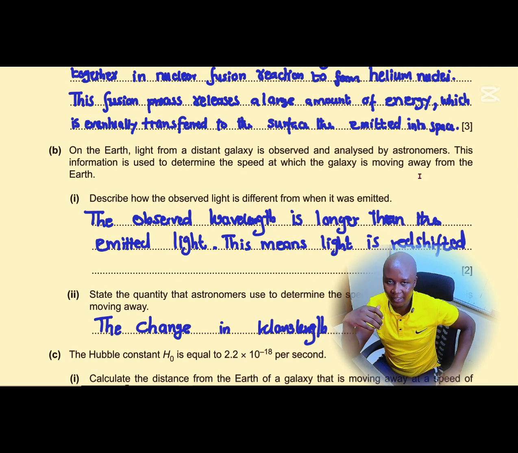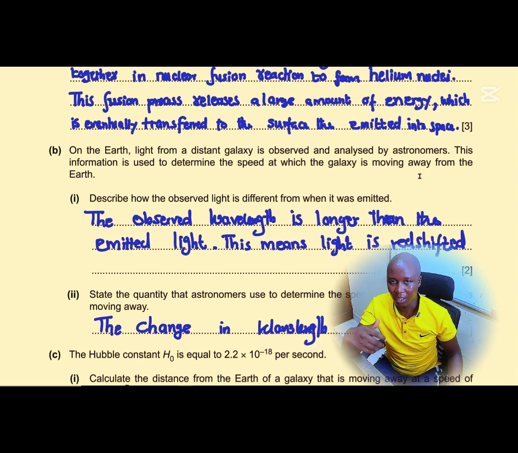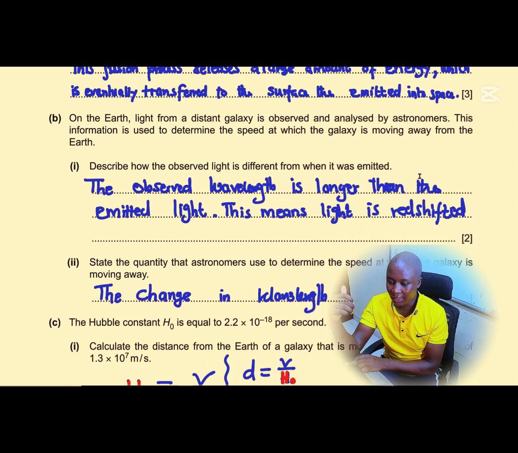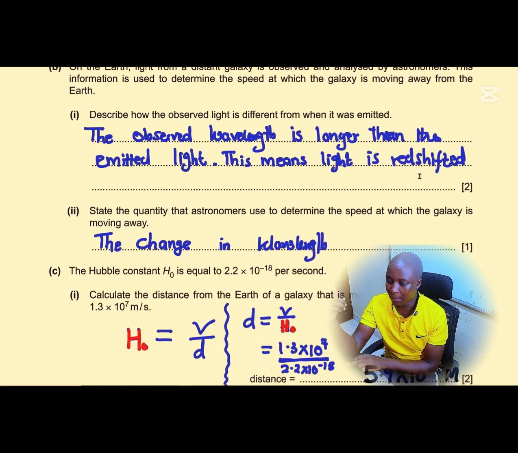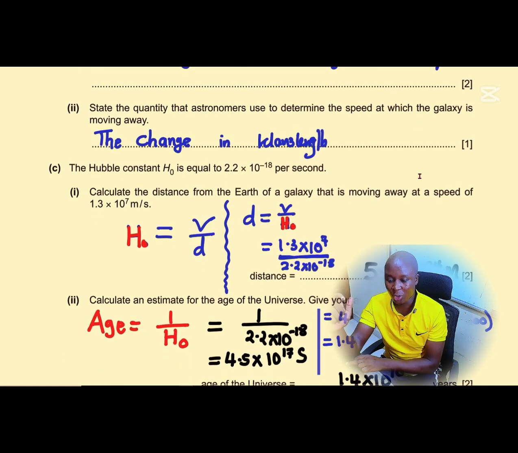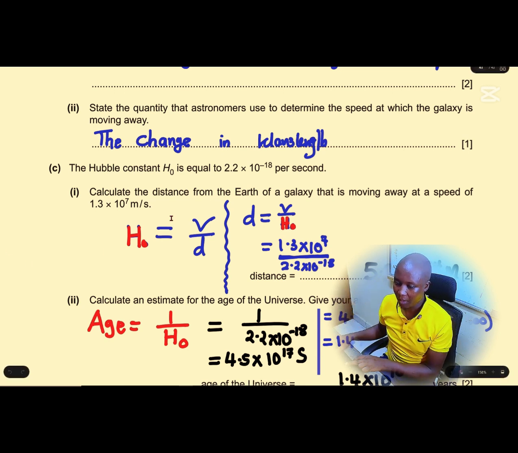Remember, the galaxy is moving away, so the observed wavelength is larger or longer than the emitted one because of the redshift. So you need to understand that also. State the code that astronomers use to determine the speed of a galaxy. That's the change in wavelength. And also you need to understand Hubble's law. And Hubble's formula is given here.